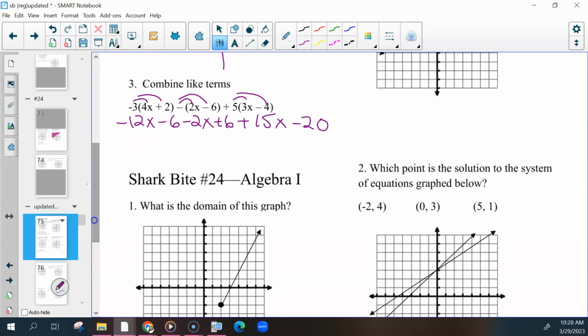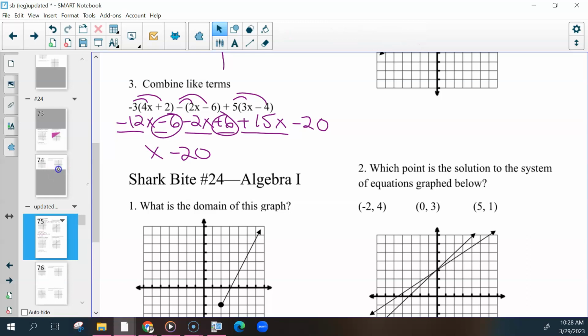And then combine your x's, combine your constants. So negative 12x minus 2x is negative 14x. Negative 14x plus 15x is x. Negative 6 plus 6 is 0. And 0 minus 20 is negative 20. So x minus 20 was your condensed, simplified answer. Questions on that one? Okay.